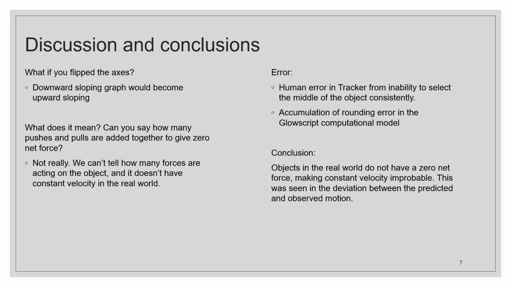Potential sources of error in this experiment may be from human error due to the inability to select the middle of the object consistently in tracker. There may also be an accumulation of rounding error in the Glowscript model that makes it seem more inaccurate than it may be. Overall, in conclusion, objects in the real world do not have a 0 net force because forces from the surroundings constantly act on them. This was evident from the deviation seen on the graph between the observed and predicted motion. Thank you.